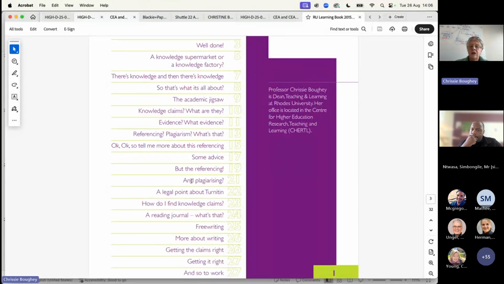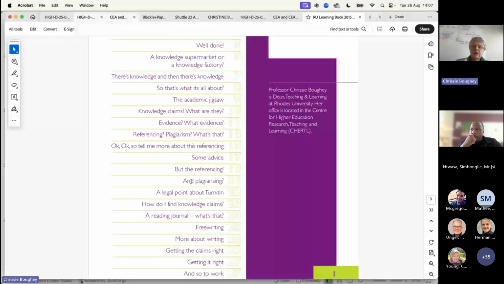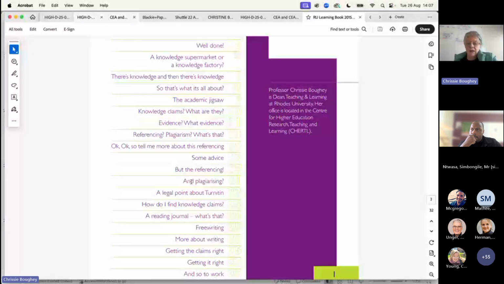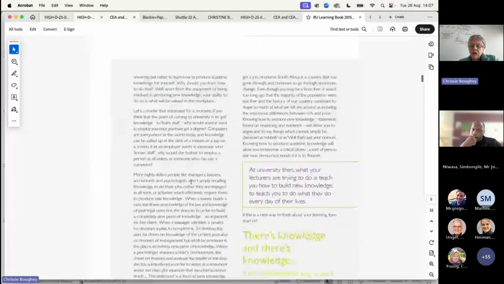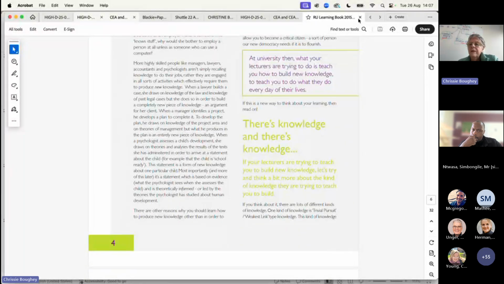There are different knowledge forms, and the knowledge here in this university is different to the knowledge in the street. And then I go on and talk. You can see there, item 10, knowledge claims, evidence, and so on. So this was my attempt some years ago to get across to students what I thought they needed to know. I think that needs revisiting now in an age of AI. But if anybody wants me to share this, I'm very happy to do so.